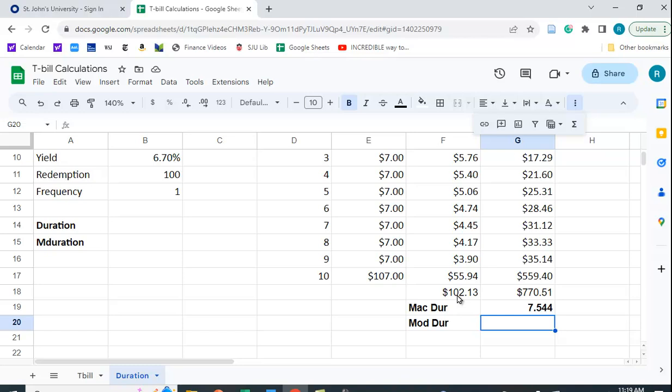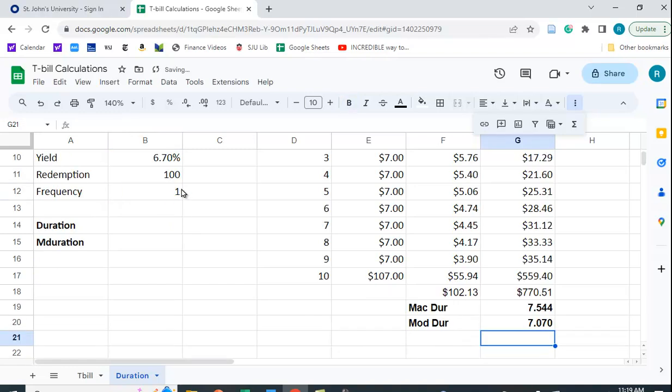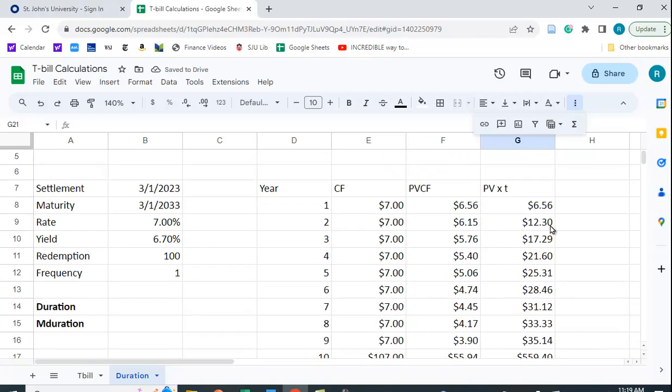Most of the money comes in year 10, so it's going to be close to 10, but you're getting some money in year 1, some money in year 2, etc. So it's going to bring the average down to less than 10. Modified duration is going to be Macaulay duration divided by 1 plus this yield of 6.7%, and we get 7.07. So you can see how it's done.